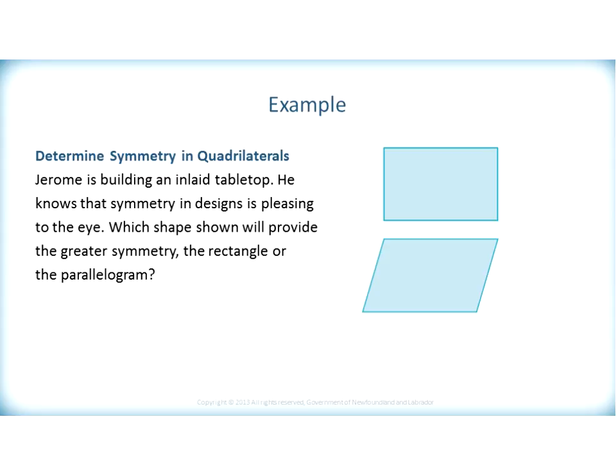So we're going to look at how we can determine the number of lines of symmetry now. Jerome is building an inlaid tabletop. He knows that symmetry in designs is pleasing to the eye. Which shape shown will provide the greater symmetry, the rectangle or the parallelogram?